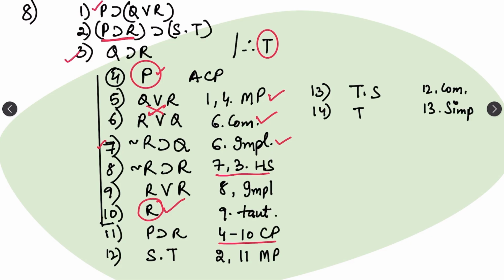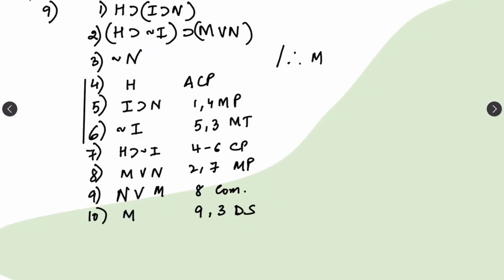Now once you have this, you can simply use modus ponens over here and you can get S dot T, and then commutation and then simplification. So in such questions it is not necessary that you always have to consider the conclusion. If your conclusion is not in the form of a conditional, we can assume any other premise as P.